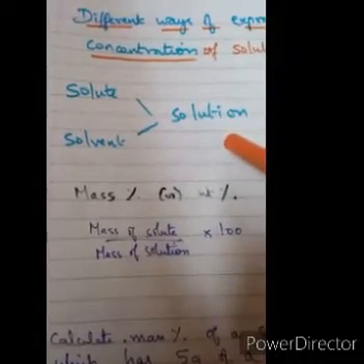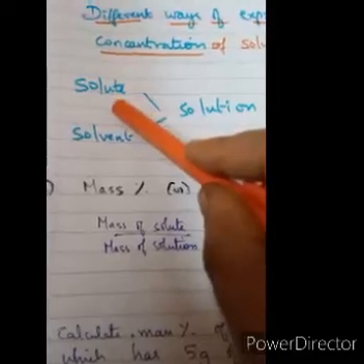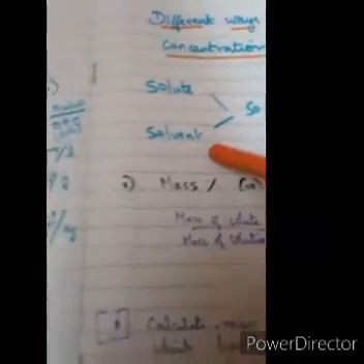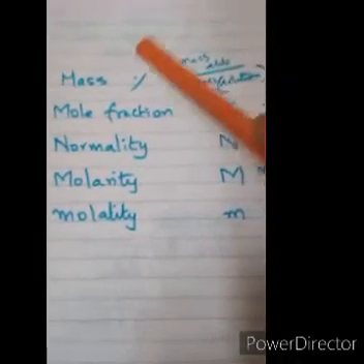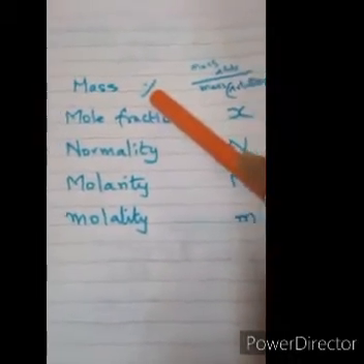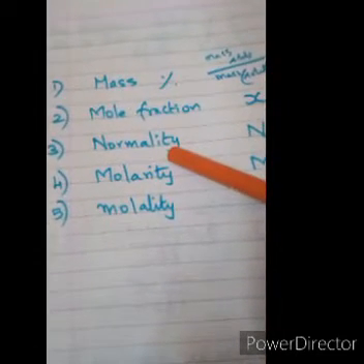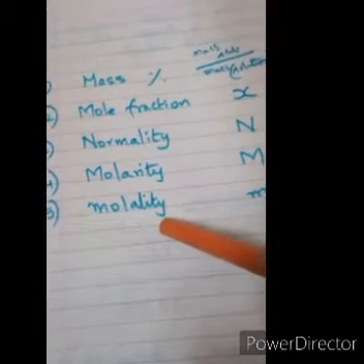To find the concentration of the solution, we need to consider the weights of both the solute and the solvent. There are 5 different ways to express the concentration of a solution. The first one is the mass percentage. Second one is the mole fraction. Third is the normality. Then we have molarity and molality.